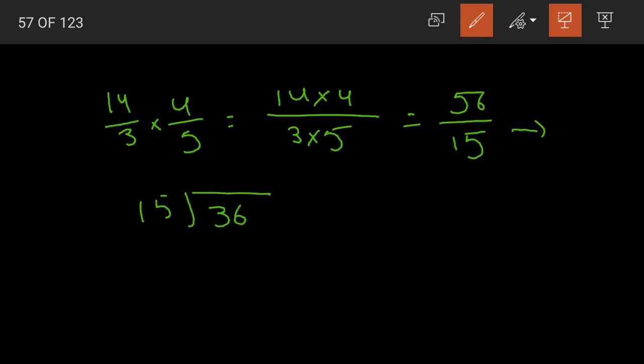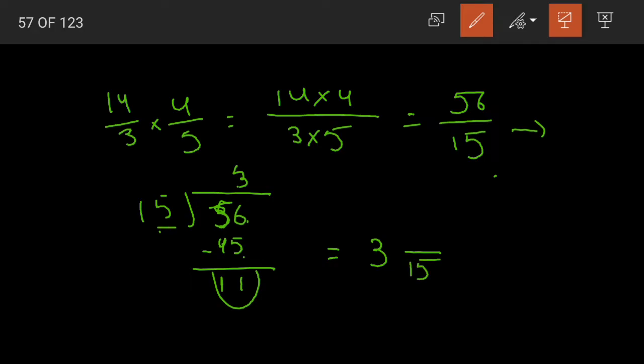How? We need to divide 56 by 15. We have 15 3s are 45. When we subtract, 6 minus 5, 1, 5 minus 4, 1. 11 is our remainder. Now how will we write the mixed fraction from this division? 3, that is the quotient, will be a whole number. And coming to the fraction part, 15, that is the divisor, will be my denominator, and 11, that is the remainder, will be my numerator.